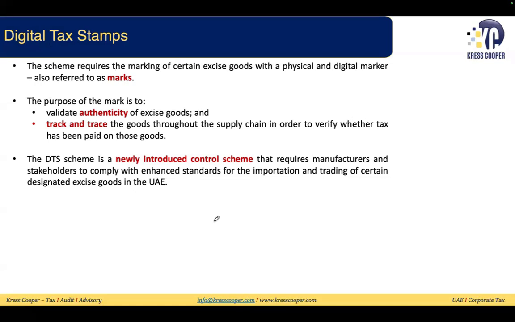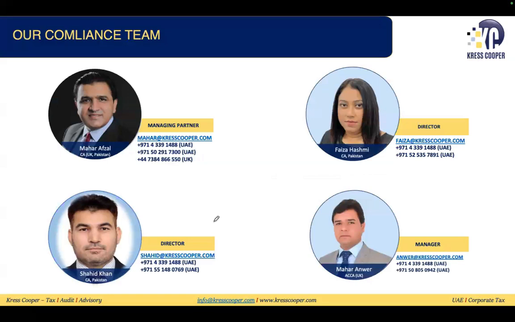Second thing, to track and trace the excisable goods. These are the two reasons that the FTA has already launched digital tax stamps. Some products it has already been implemented for; for some products, it will be implemented in the future. The objective is basically to maintain the authenticity of the product, that these are genuine products, and to track and trace the products. These are two reasons for this. So this is the overview of the excise duty.